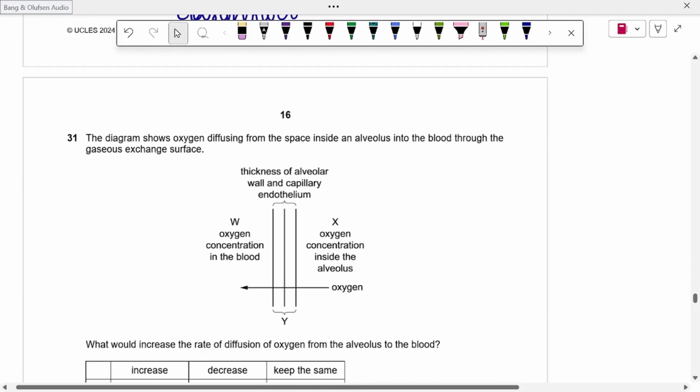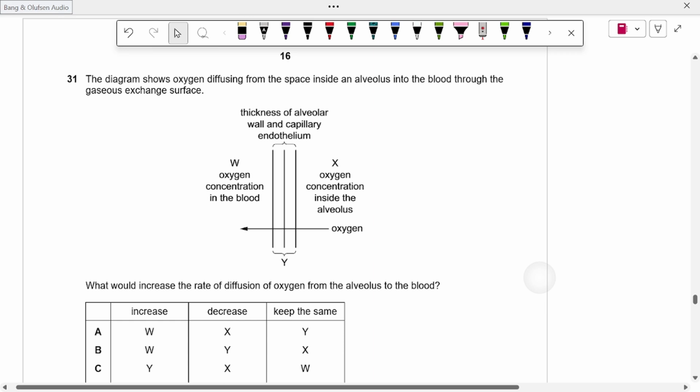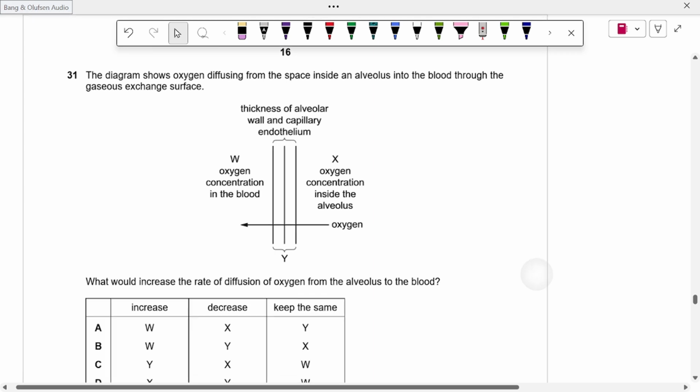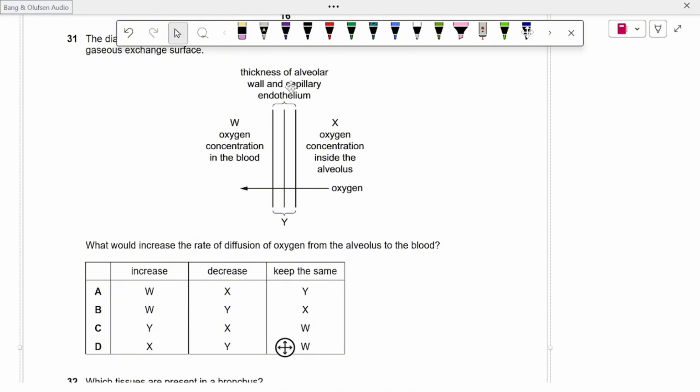Question 31. The diagram shows oxygen diffusing from the space inside an alveolus into the blood through the gaseous exchange surface. What would increase the rate of diffusion of oxygen from the alveolus into the blood? Let's study the diagram: the thickness of your alveolar wall and the capillary endothelium. Okay.